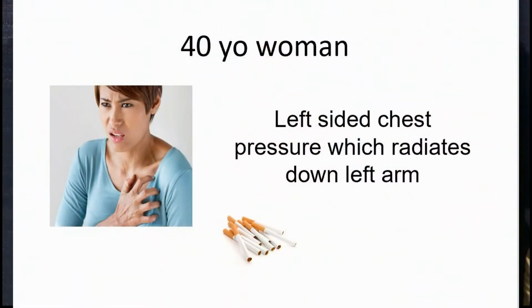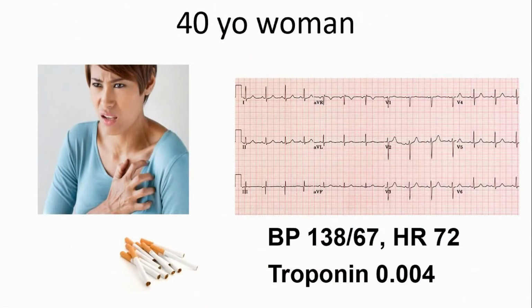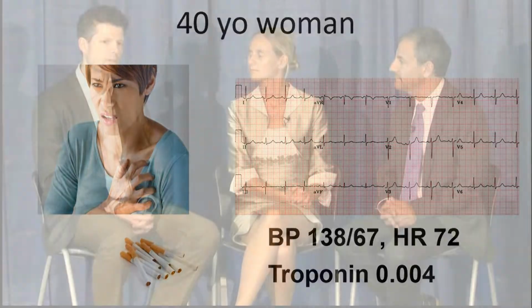So this first case is a 40-year-old female, and she presents to the emergency department with left-sided chest pain that she describes as a pressure sensation. It radiates down her left arm, and it's also worse with inspiration. Her initial ECG doesn't show any signs of ischemia, and her initial troponin is less than the 99th percentile. Her only cardiac risk factor is smoking. So how would you calculate her heart score?